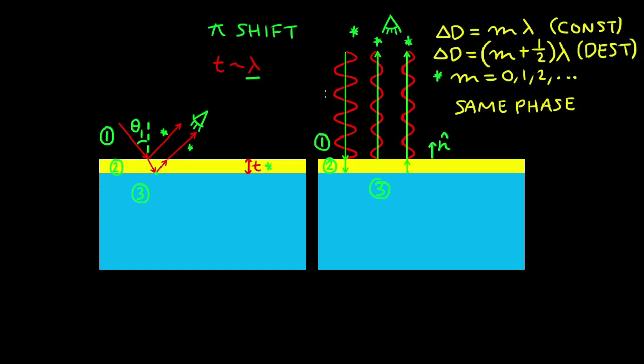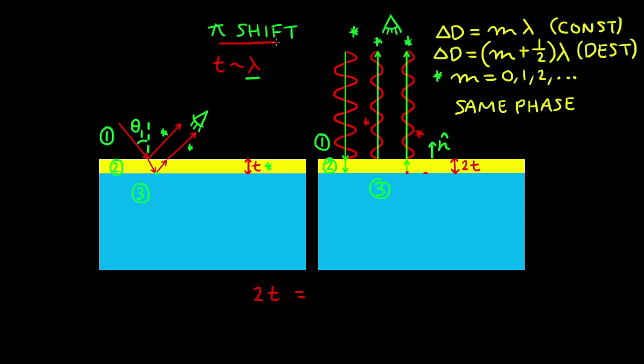Now in our case here, the first reflected wave at the air-oil interface is ahead of this second reflected wave at the oil-water interface, a distance of 2 multiplied by the thickness of the thin film. So this is the path length difference between this first reflected wave and this second reflected wave.